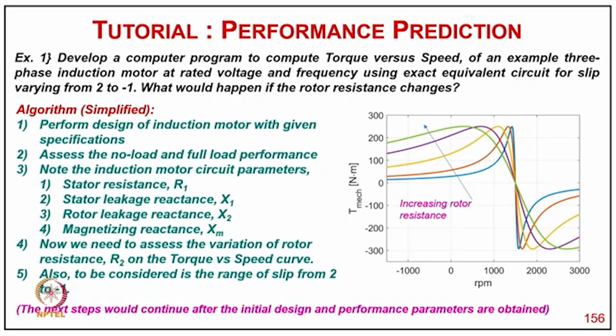Now coming to example 1: develop a computer program to compute the torque versus slip characteristic of a 3-phase induction motor at rated voltage and frequency, given the equivalent circuit data, with slip varying from 2 to 1. What happens if the rotor resistance changes? Perform the design of the induction motor for the given specification, assess the no load and full load performance, and note the induction motor equivalent circuit: stator resistance, stator leakage reactance, rotor leakage reactance, and magnetizing reactance. Now we need to assess the variation of rotor resistance R2 on the torque. You can see how the results are shown in these characteristics.